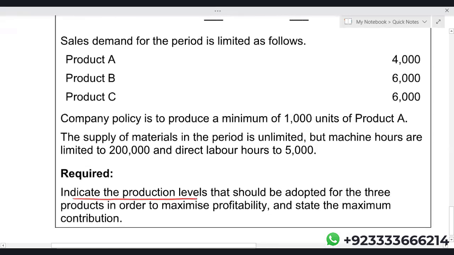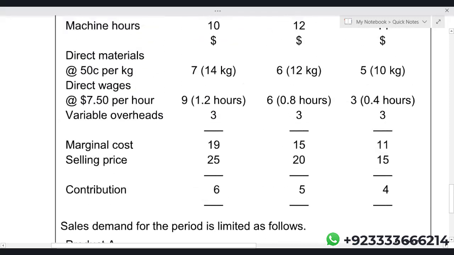Indicate the production levels that should be adopted for the 3 products in order to maximize profitability. We have already discussed that where your contribution is maximum, your profitability will be maximum, because in the short term, we know that fixed costs will not change. And state the maximum contribution. Let's see.